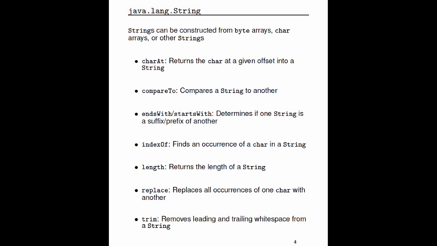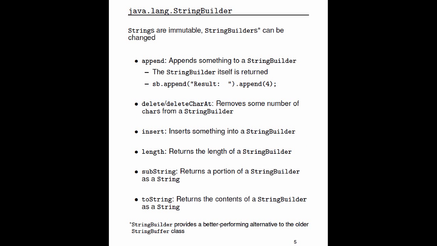Now, before we go on, there's something important that I want to point out about methods like replace and trim that seem to change a string. Replace will replace characters within a string, and trim trims white space. If you look at the APIs, these methods return a string object, and that's because strings are immutable, meaning they can't be changed. Once you create a string, you can't change it.